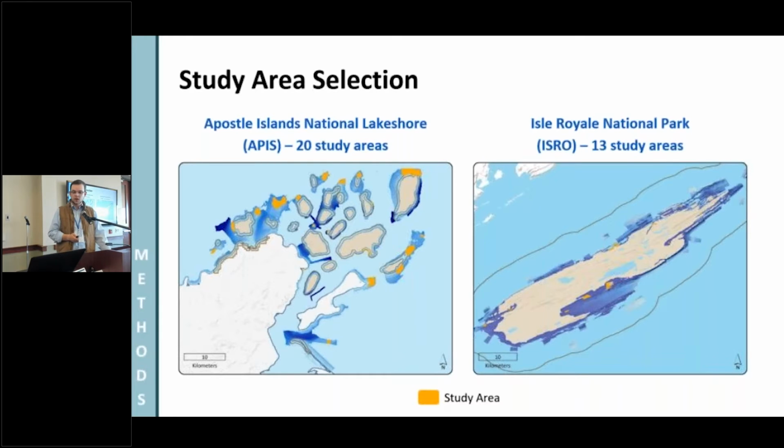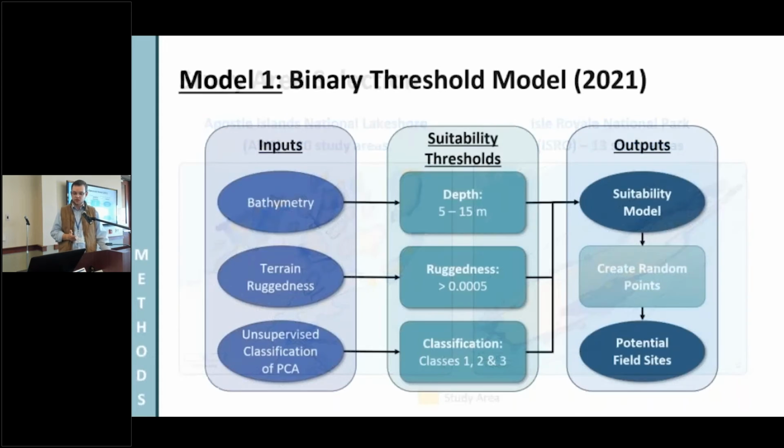So once we identified those, we started building models in GIS to help us narrow down within those study areas where suitable substrate for zebra mussel colonization might exist. In 2021, this was the first iteration of a model that we built. We took bathymetry, terrain ruggedness, and an unsupervised classification of a principal component analysis of bathymetry and other derivatives from bathymetry. And we did a binary threshold analysis, where if a cell was within a set of conditions, it was identified as suitable. If it didn't meet all three of those conditions, for depth, ruggedness, and the unsupervised classification, it was classified as not suitable substrate.